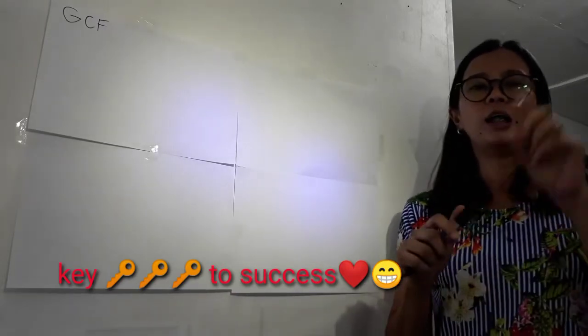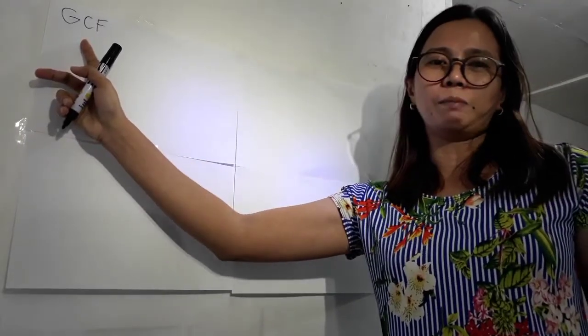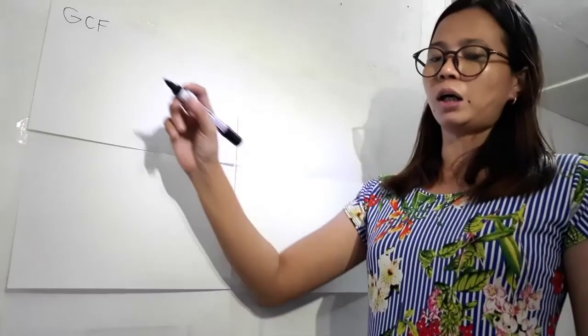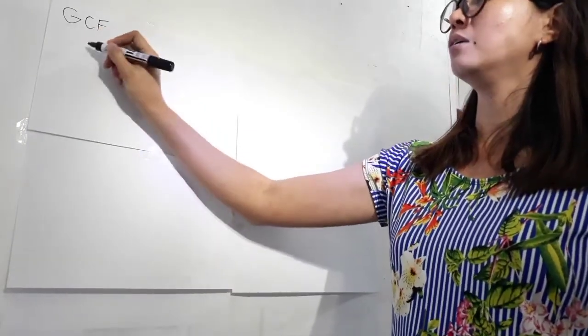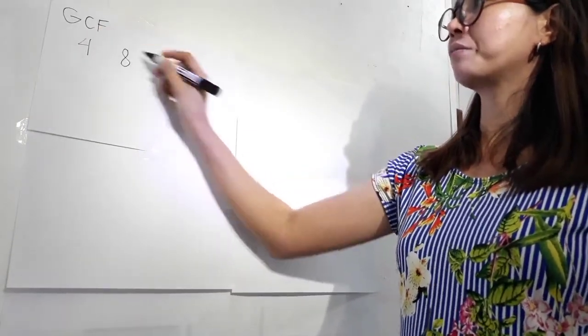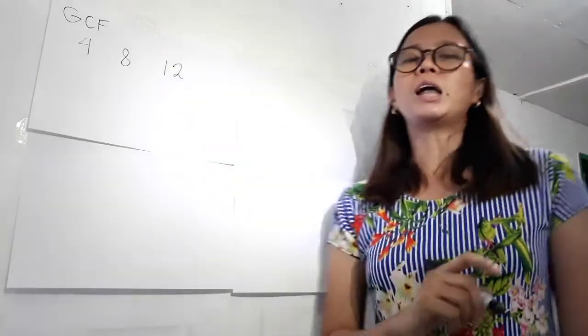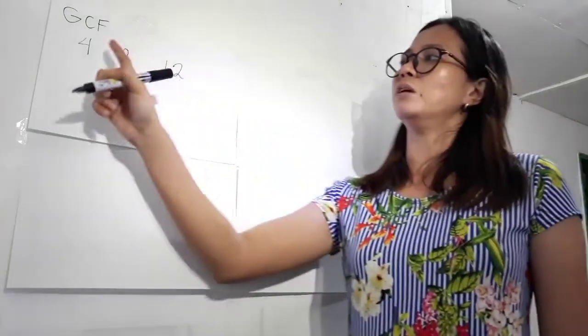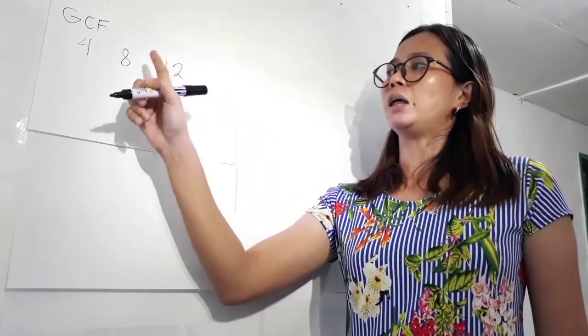Okay, so let's begin with this GCF, the greatest common factor. Actually, there are different techniques in finding the greatest common factor. One of which is prime factorization. Let's say you are asked to find the greatest common factor of 4, 8, and 12. How are we going to get the greatest common factor of 4, 8, and 12?